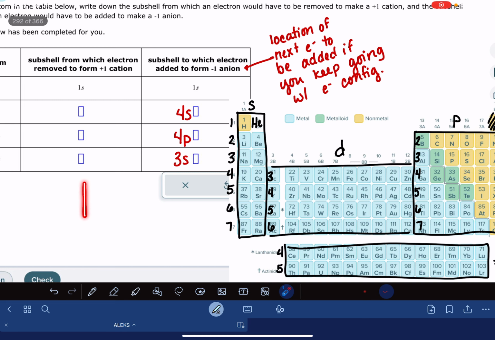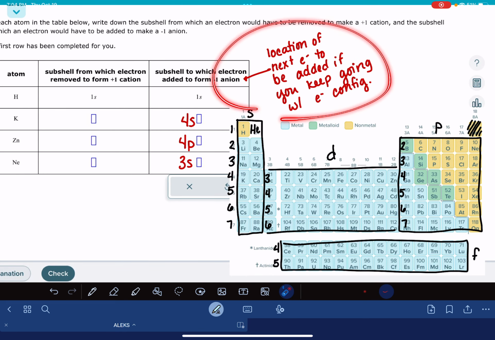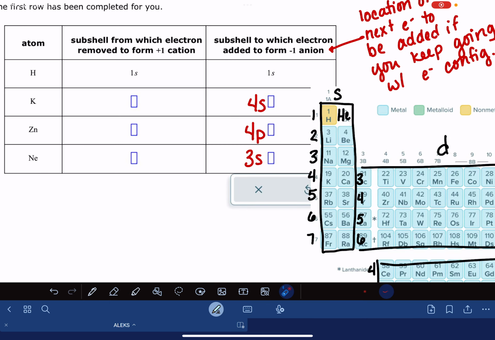Now this part that I skipped over, this one is a little bit trickier. It's not quite as straightforward as this. The subshell from which an electron is removed is going to be the highest n value subshell.